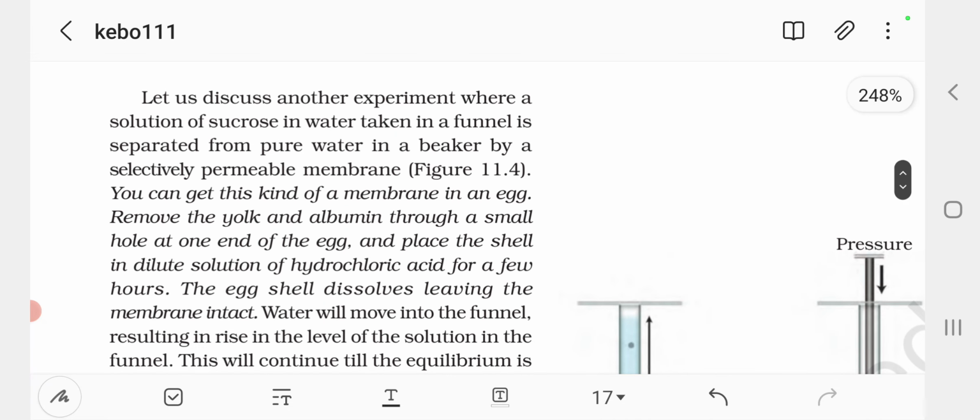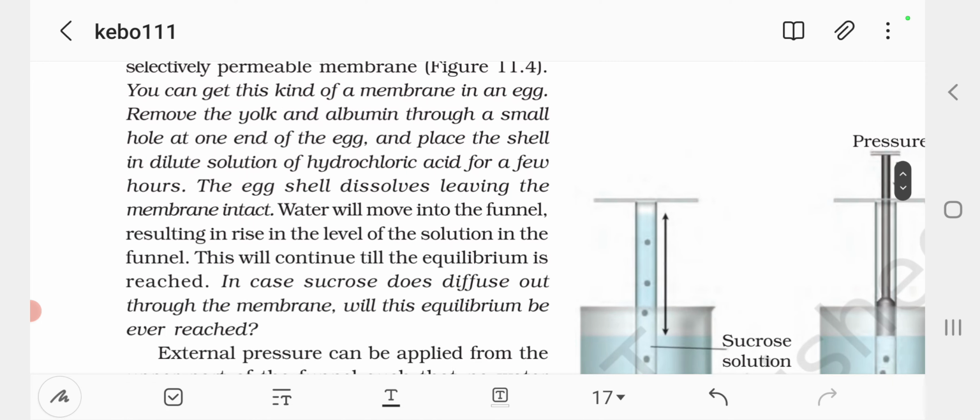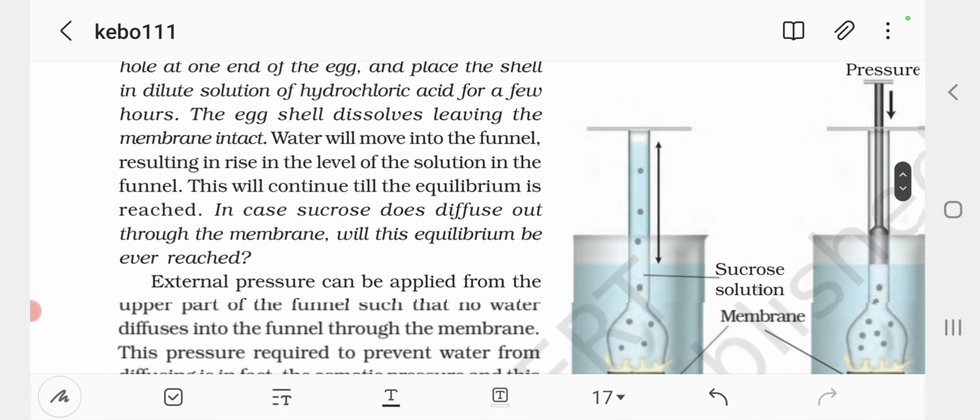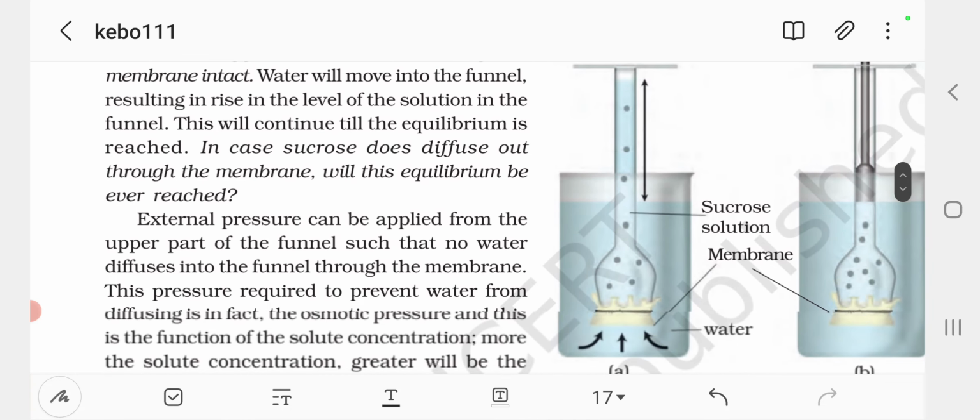Let's come back. Let us discuss another experiment where a solution of sucrose in water taken in a funnel is separated from the pure water in a beaker by a selectively permeable membrane. You can get this kind of membrane in an egg. Remove the yolk and albumin through a small hole at one end of the egg and place the shell in a dilute solution of hydrochloric acid for a few hours. The egg shell will dissolve, leaving the membrane intact. Water will move into the funnel, resulting in a rise in the level of the solution in the funnel. This will continue till equilibrium is reached.